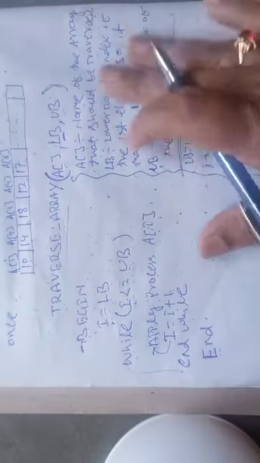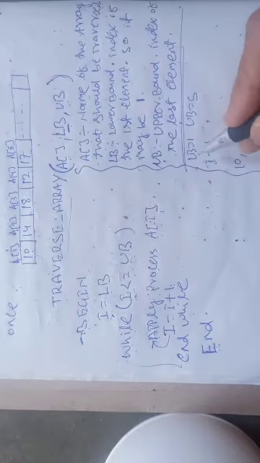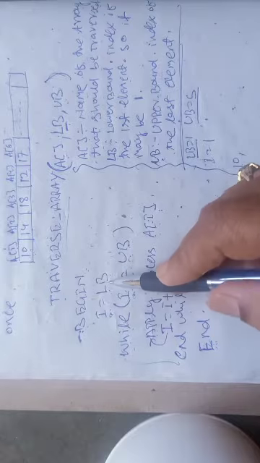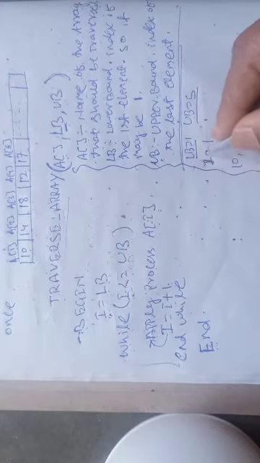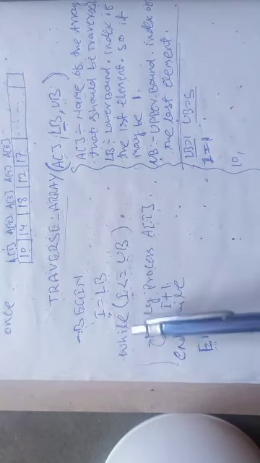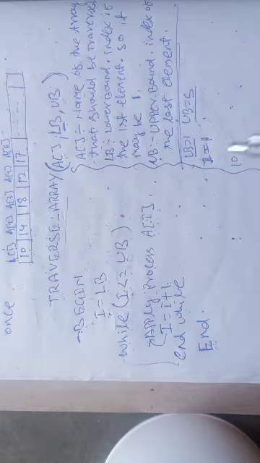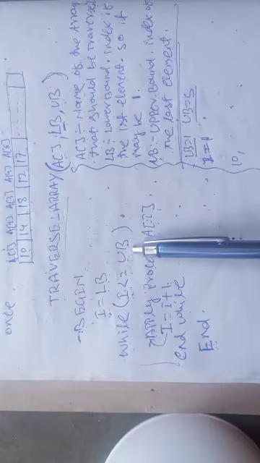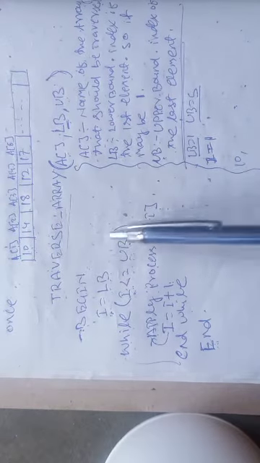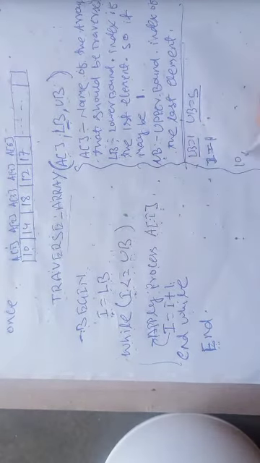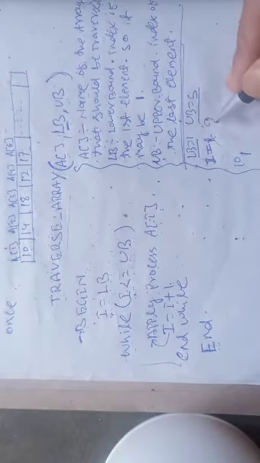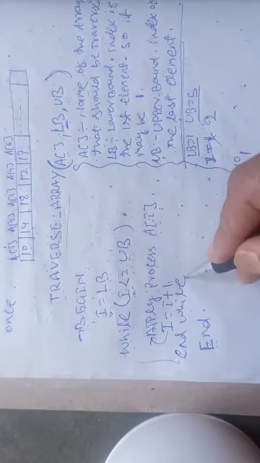Let me explain. This is my array. Lower bound is 1. Let's say upper bound is 5. My first statement says I equals lower bound, so I becomes 1. Then we evaluate while I less than or equal to upper bound. Value of I is 1, and 1 is less than or equal to 5, true. Then apply process A[I], which means A[1]. Which element is processed? 10. So 10 is processed. Then I becomes I plus 1, so the value of I is now 2. End while is given, so go back.